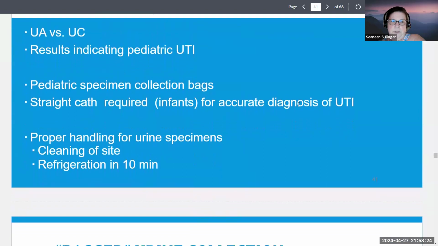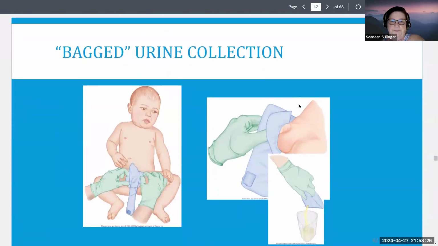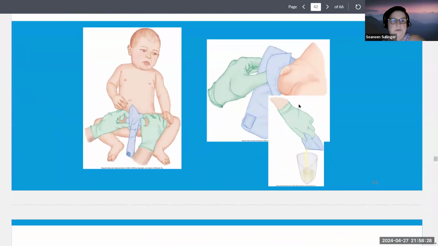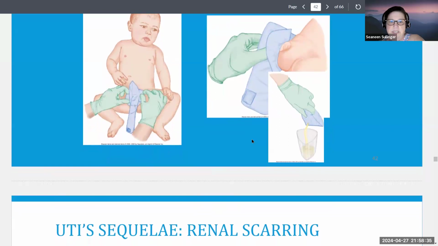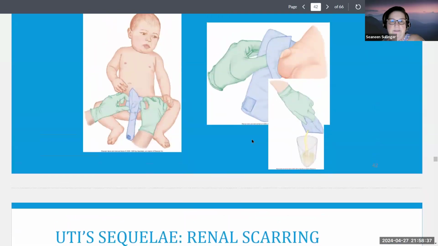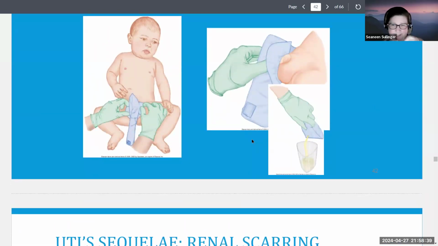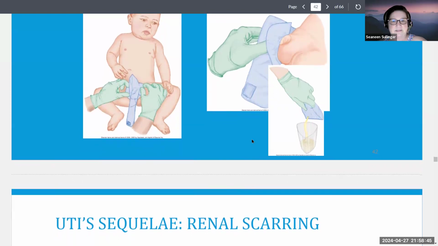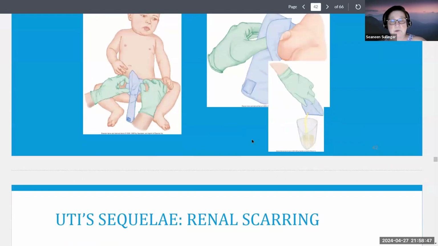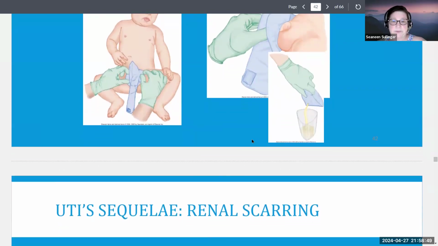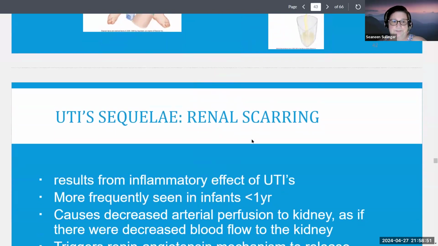You can do UAs, urine cultures, bagged urine. We got the opportunity to put a bag on one of our clients in pediatrics this semester. They often come off. It's good to kind of tuck them into the diaper, but they still are going to get poop on them and come undone. And it's not the most sterile procedure, but it will give you a urine sample.